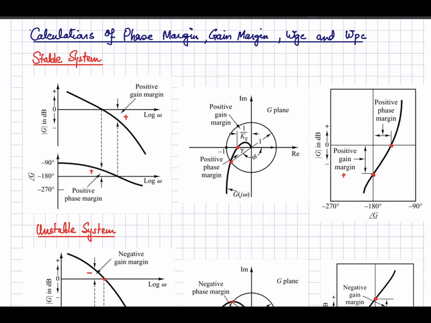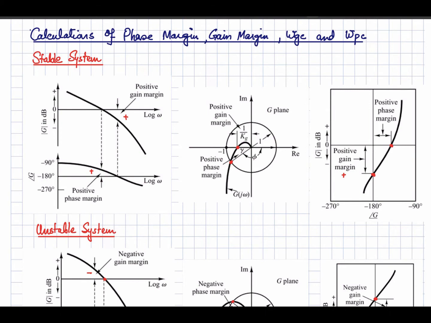Bismillahirrahmanirrahim. In this video, we are going to discuss how we can calculate the phase margin, gain crossover, and the phase crossover frequencies. In the previous videos, we have discussed the stable and the unstable system, and we have discussed their Bode plot and polar plots in detail. I am going to briefly revise the Bode plot and the polar plot for the stable and unstable system.